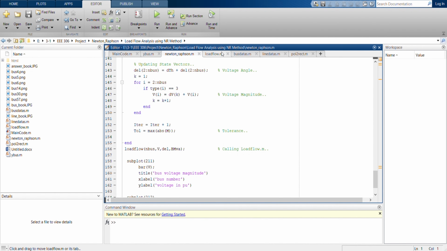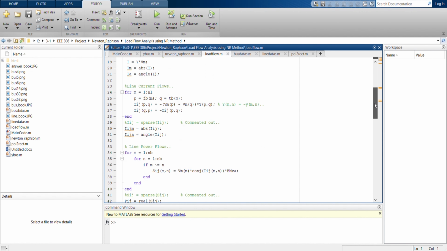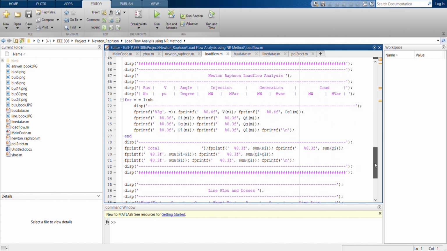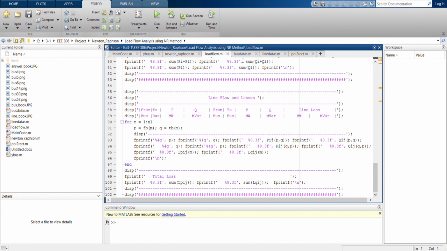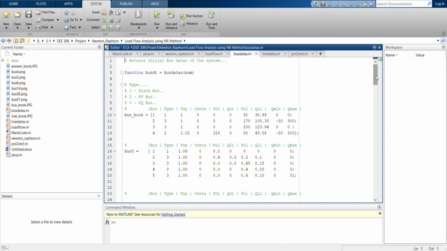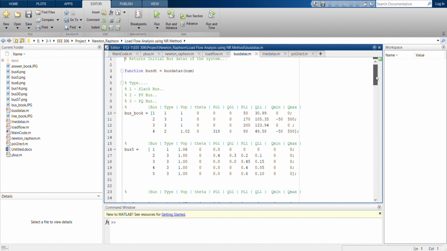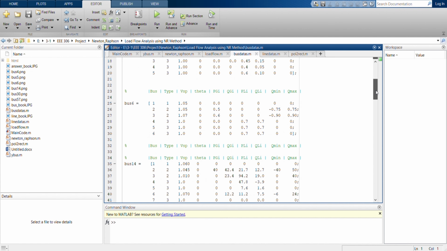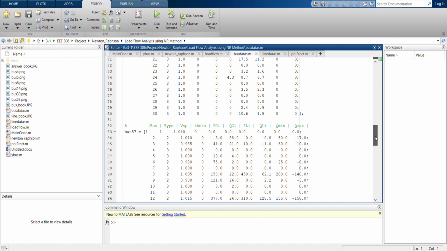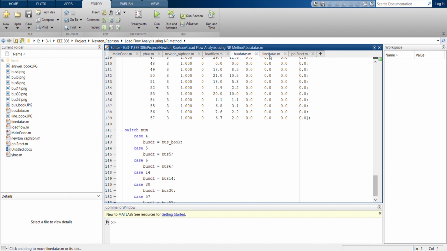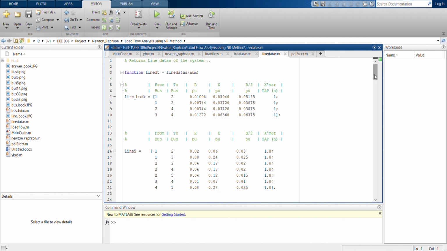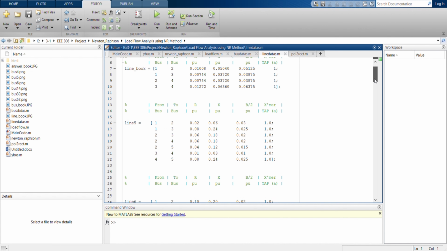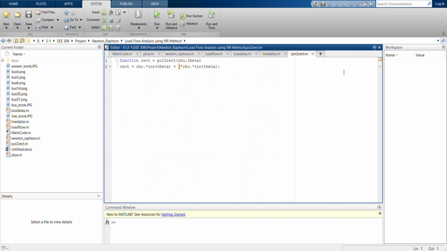The next function is load flow, which calculates real and reactive powers and line losses. At the end, it displays whole load flow analysis. This is the bus data function. We have taken data for various number of buses. All these data are IEEE standard. Here we can see bus data for 4, 5, 6, 14, 30, and 57 bus systems. We have another function for line information for the same number bus system as bus data. Last but not the least, this small function pole to rect converts a complex number from polar to rectangular value.